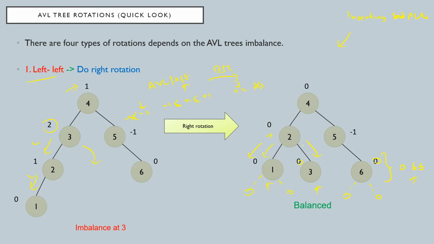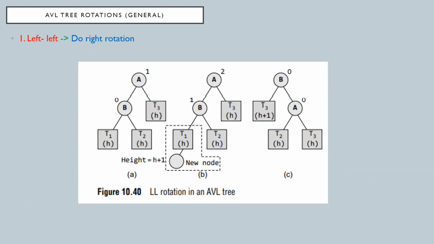Then again, there is the same height, so the balance factor will be 0. Then again, there is the same height, so the balance factor will be 0. Over here, only the right is there, left is just null, so 0 minus 1 means basically minus 1. So that is the way it gets the corresponding balance factors.